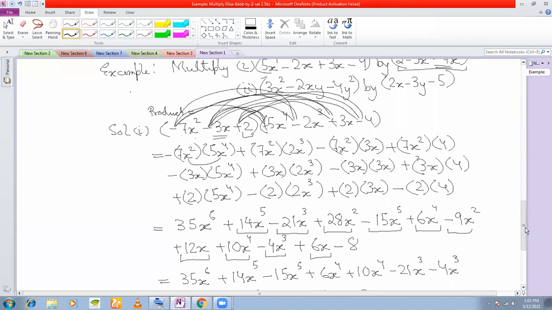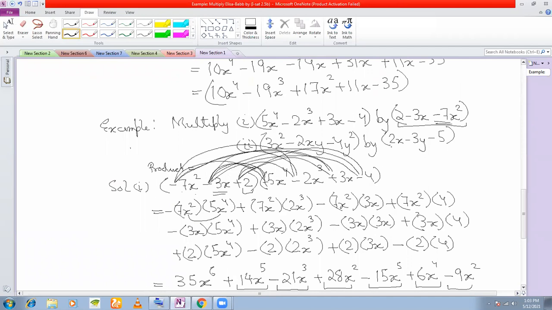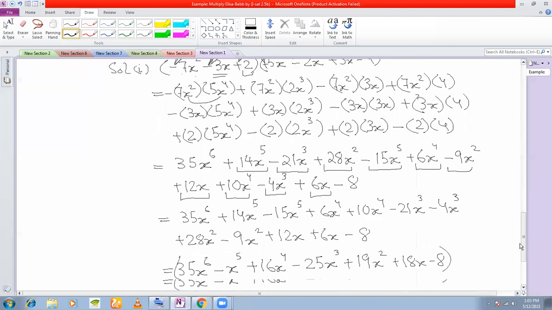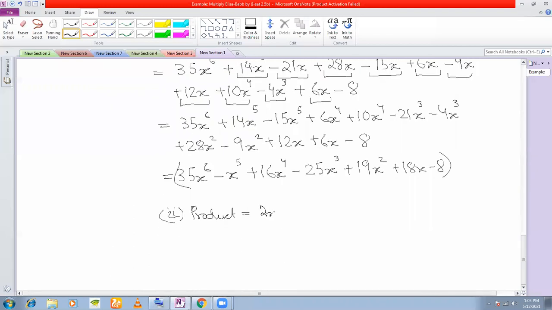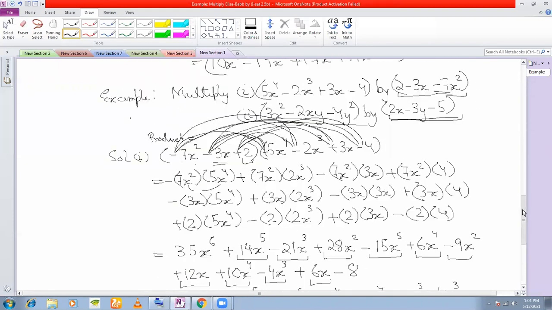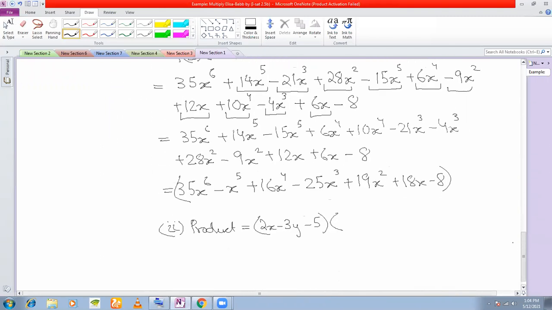If you see the second problem here, this is multiply this and this. So let's write this. First write the lower powers first. 2x minus 3y minus 5, and this is multiplied by 3x square minus 2xy minus 4y square. So let us attempt to multiply these.